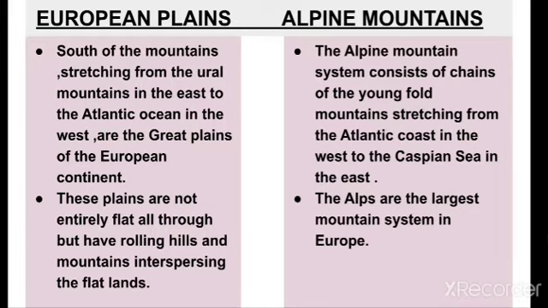Second point you will be writing, these plains are not entirely flat all through but have rolling hills and mountains interspersing the flat lands. Now in the alpine mountains, you will write the first point, the alpine mountain system consists of chains of the young fold mountains stretching from the Atlantic coast in the west to the Caspian Sea in the east. The Alps are the largest mountain system in Europe.